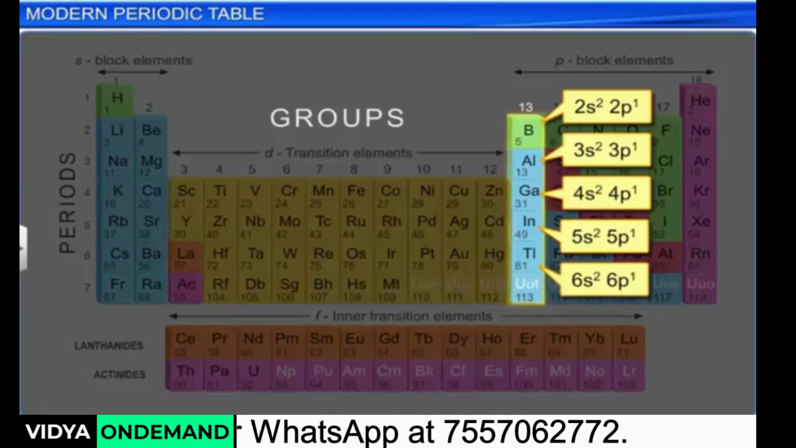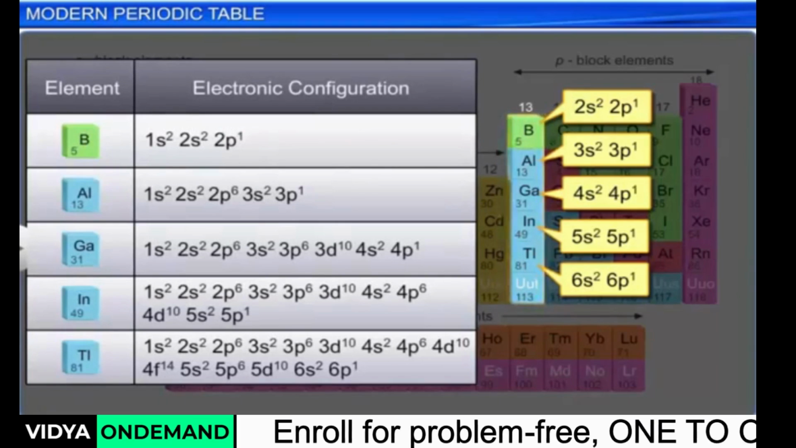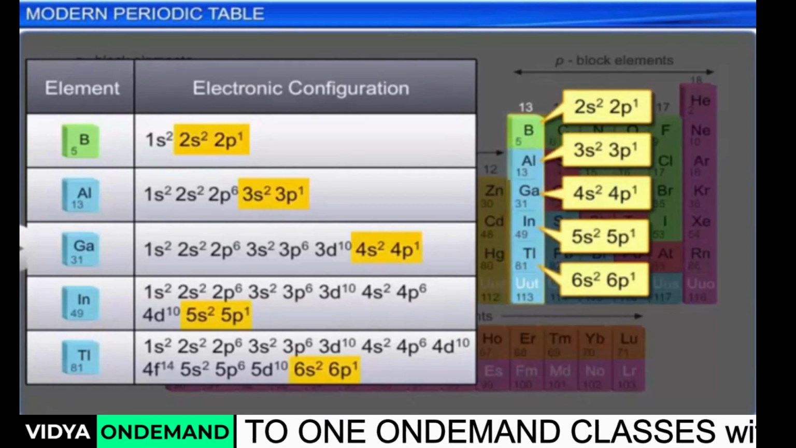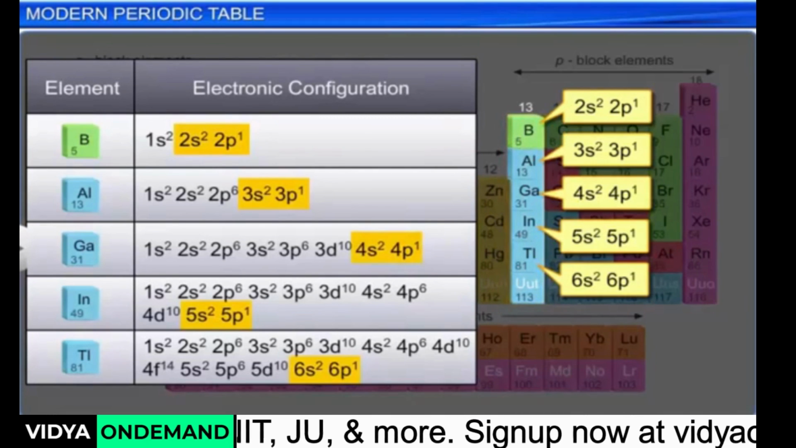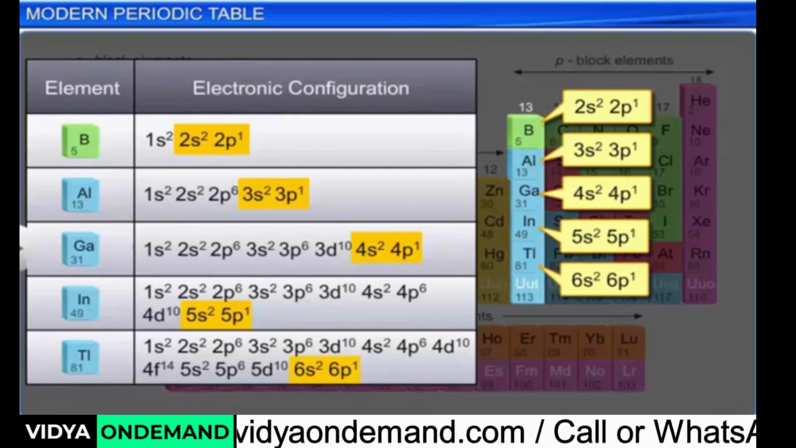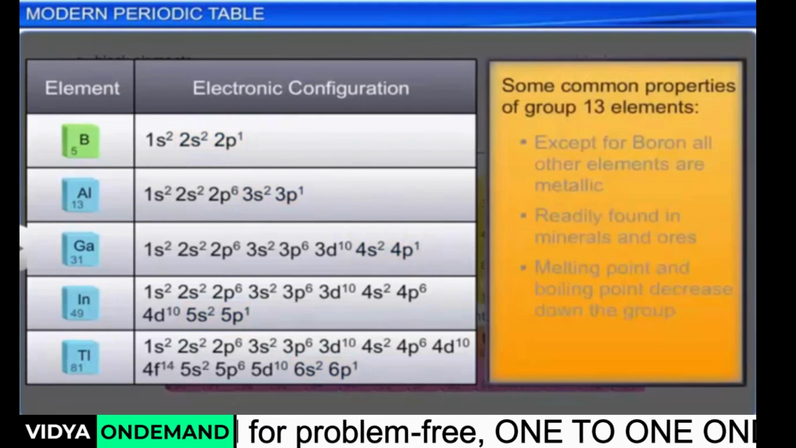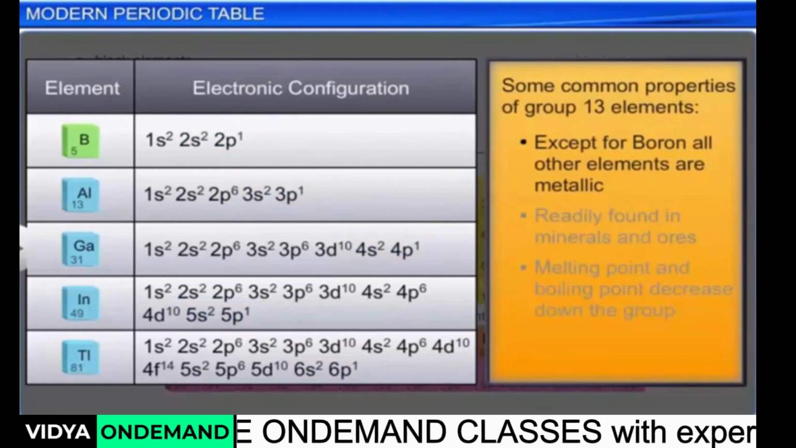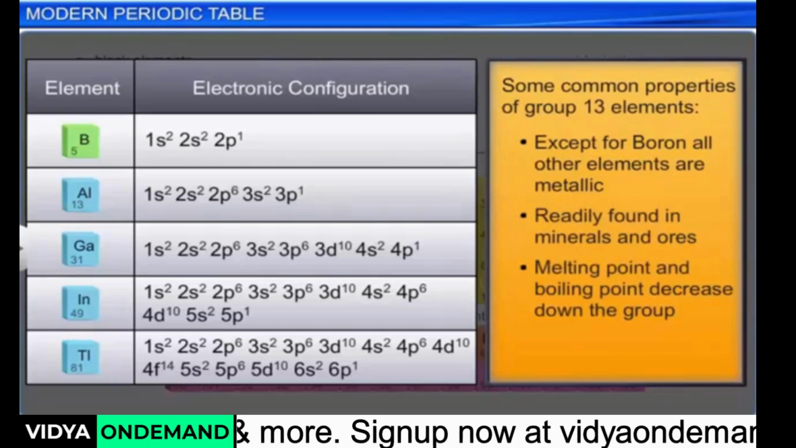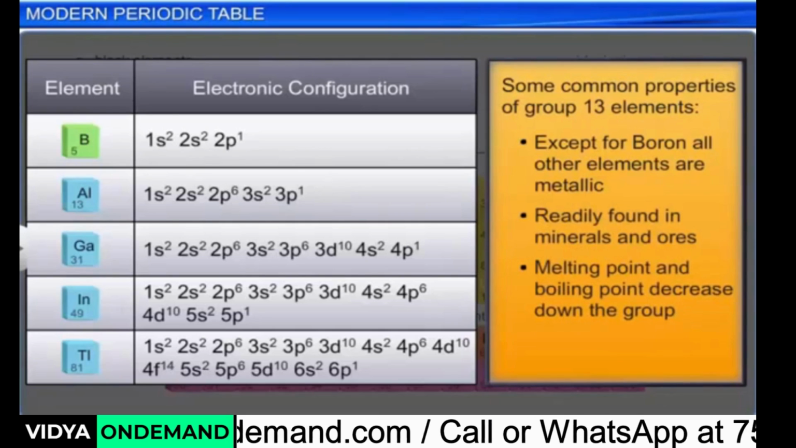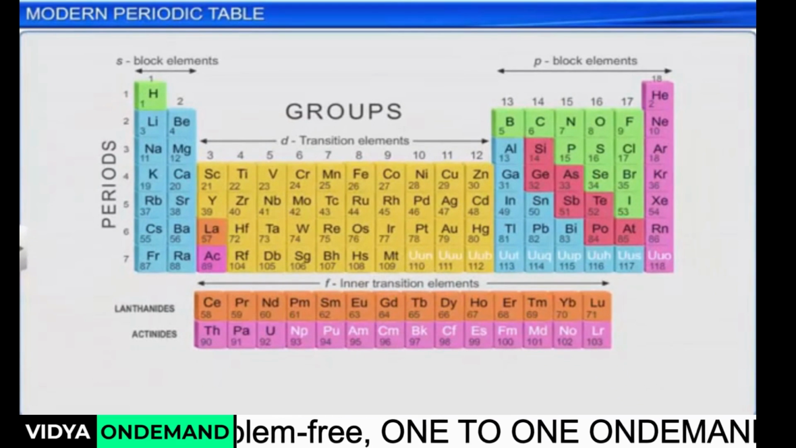For example, all the elements of 13th group in the periodic table have the outer electronic configuration ns2 np1 and therefore share similar physical and chemical properties. For example, except for boron, all other elements are metallic, are readily found in minerals and ores, and their melting and boiling point decreases as we go down the group. As of July 2009, the long form of periodic table has a total of 118 elements.